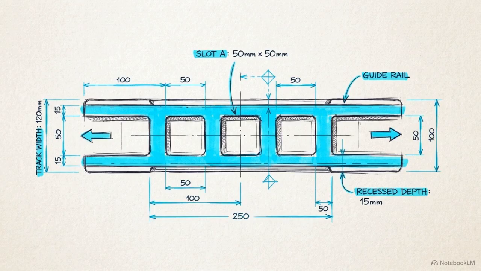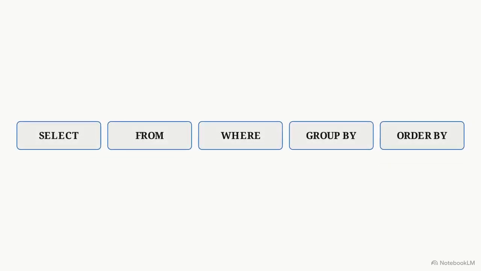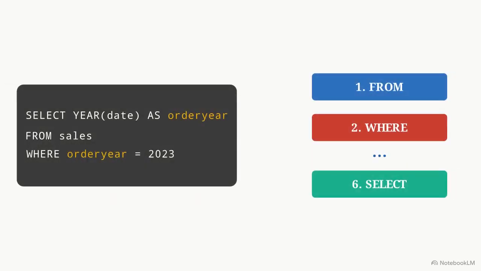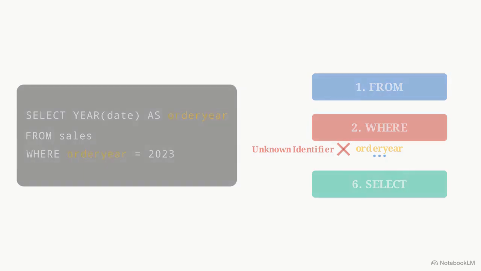It is the horizontal blueprint for the core clauses we've covered so far. But here is the reality of query execution. The database engine does not read the query from left to right as you wrote it. This reveals the alias trap. If you rename a column in your select statement and then try to filter by that new name in your where clause, the query fails. The engine processes the from and where clauses long before it even looks at the select clause.